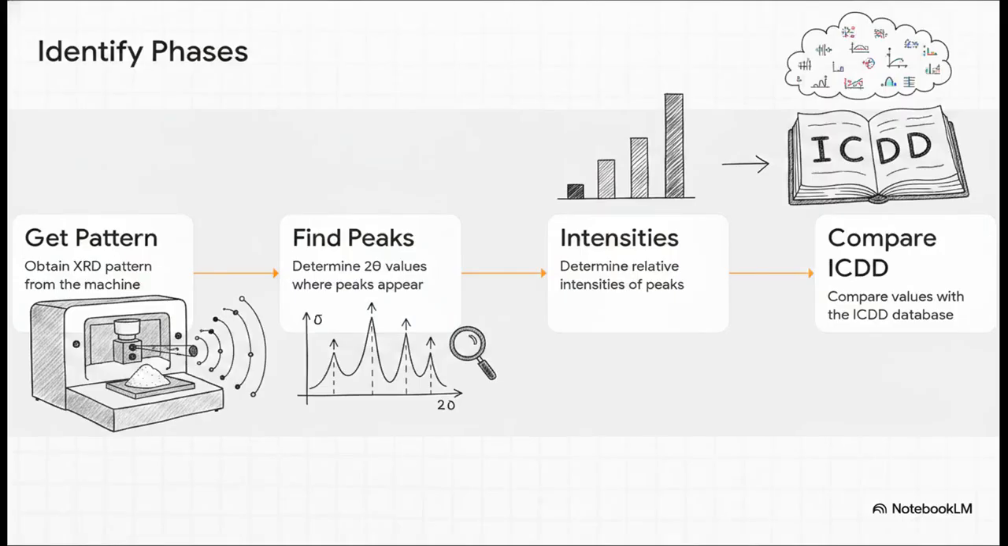So, how do we actually use this to identify our identical white powders? It's pure detective work, and it follows a simple logical sequence. First, we get our pattern. Next, we find the exact angles where our peaks show up. Then, we look at the heights of the largest peaks. And finally, we take that unique signature and run it against the ICDD database, which is this massive library packed with reference patterns for over 100,000 known phases.